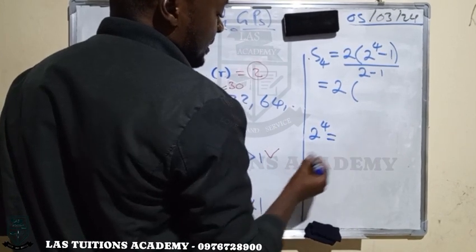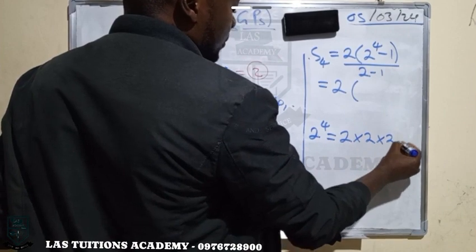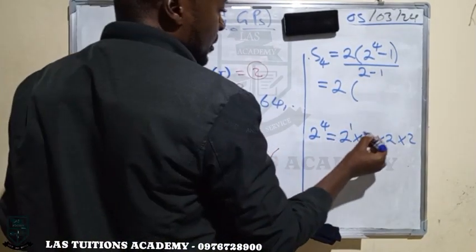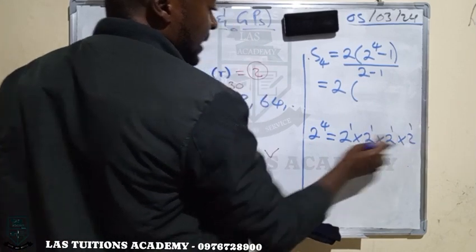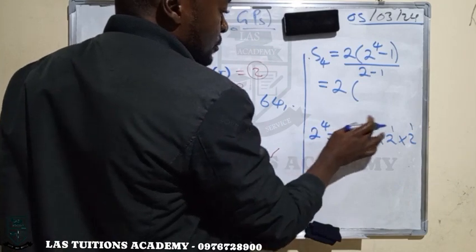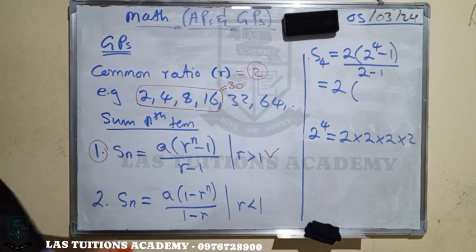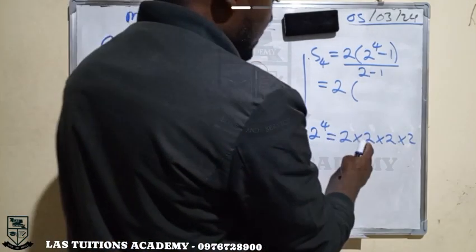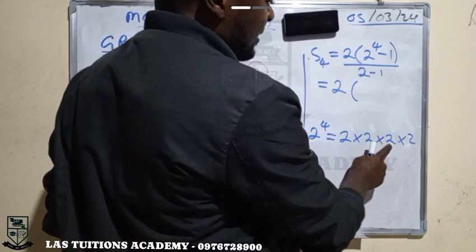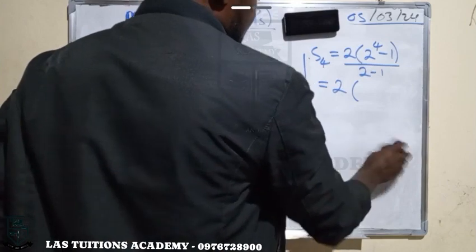is the same as 2 times 2 times 2 times 2. So this is to the power 1, power 1, power 1, power 1. When we add the powers, same base, that's what gives us 2 to the power 4. So we have 2 multiplying by itself 4 times. So 2 times 2, that's 4. 4 times 2, that's 8. 8 times 2, that's 16. So here we get 16.